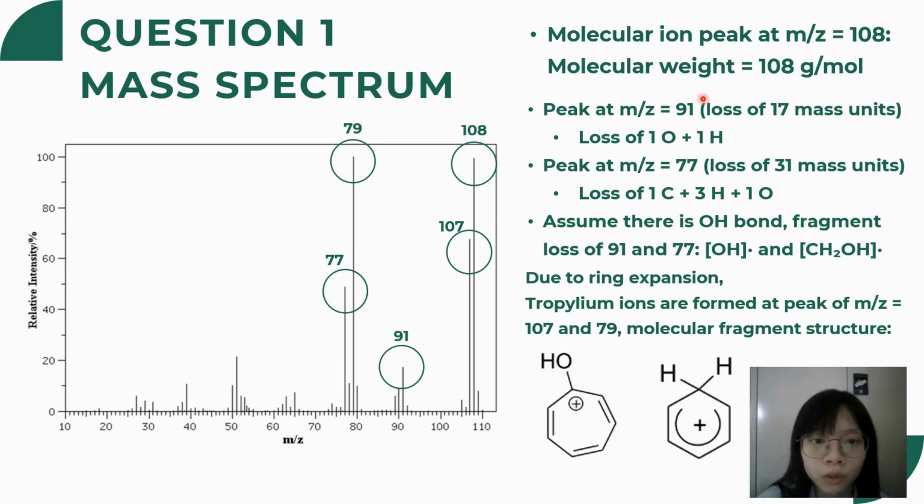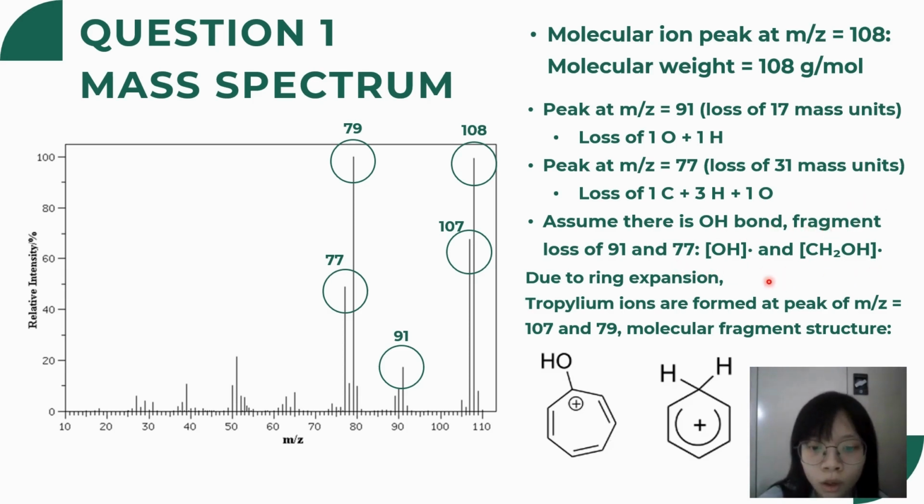Previously, from the IR spectrum, we already identified the presence of an aromatic ring, an OH bond, and also a CO single bond. So we can assume that there is at least one oxygen atom in the compound. The peak at mass to charge ratio of 91 indicates the loss of 17 mass units, which is counted as the loss of 1 oxygen and 1 hydrogen, while the peak at mass to charge ratio 77 indicates the loss of 31 mass units, which is counted as the loss of 1 carbon, 3 hydrogen, and 1 oxygen. Therefore, as we assume there is an OH bond, the two peaks have fragment losses of OH and CH2OH.